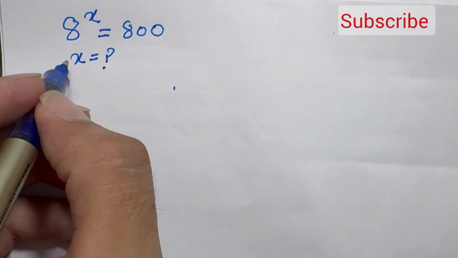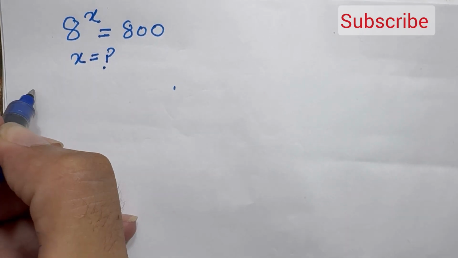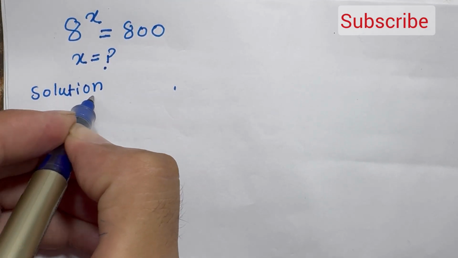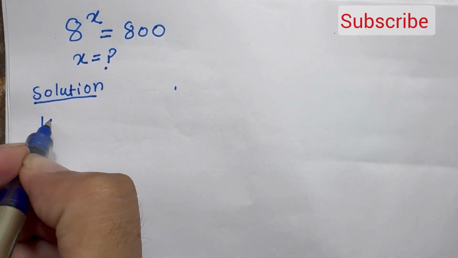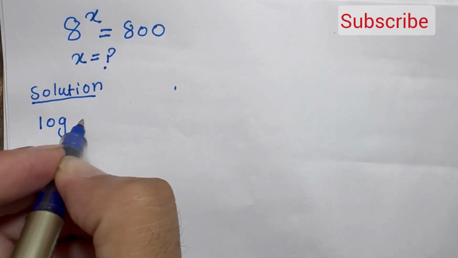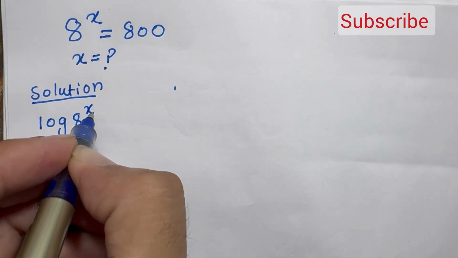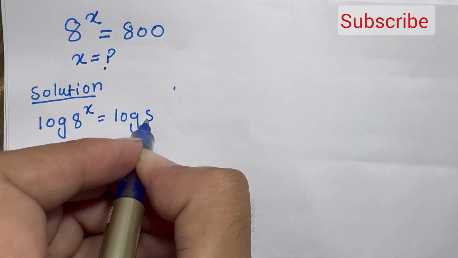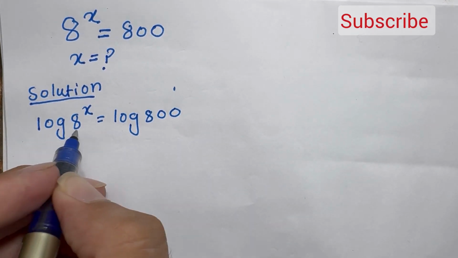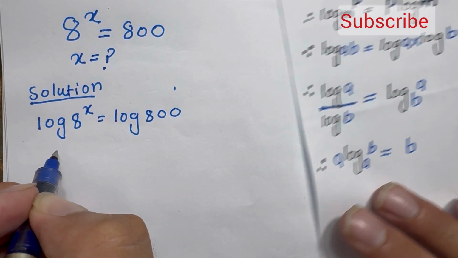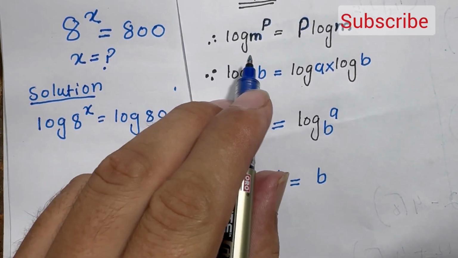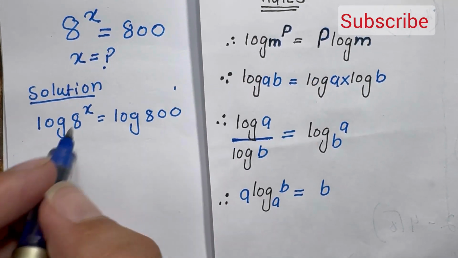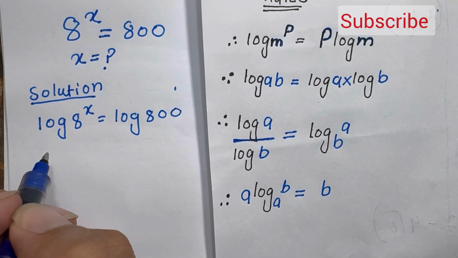Hello students, how can we solve the value of x? Solution. Okay, in 8 power x equal to 800, on both sides I write log, so it will become equal to, by this rule, log m power p equals p log m.